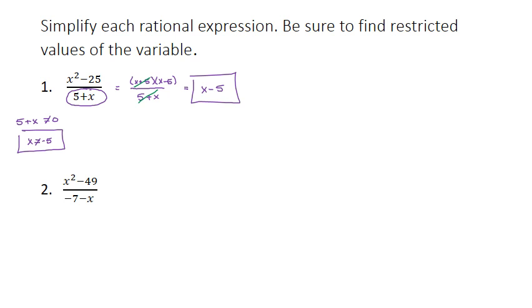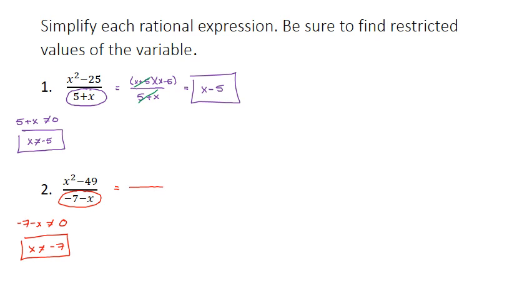Number 2 looks very similar, but it does have a trick in it, so I wanted to run through this with you as well. So once again, if it asks for you to find your restriction, remember the bottom cannot be 0. So if you know that negative 7 minus x cannot be 0, what can x not be? Well, if you do a little bit of rearranging, you could say that x cannot be negative 7. Because if you plug negative 7 in, negative 7 minus a negative 7 goes to 0, so that is your problem. So that is your restriction.